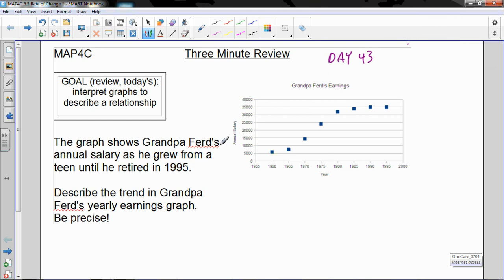The graph shows Grandpa Ferd's annual salary as he grew from a teen until he retired in 1995. Describe the trend in Grandpa Ferd's yearly earnings graph. Be precise. So this is what we did yesterday, right? We can say that the graph, in very imprecise terms, increased slowly, then quickly, then slowly, but let's be more precise.